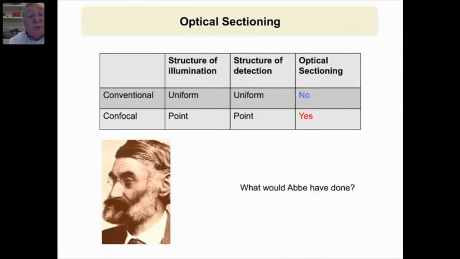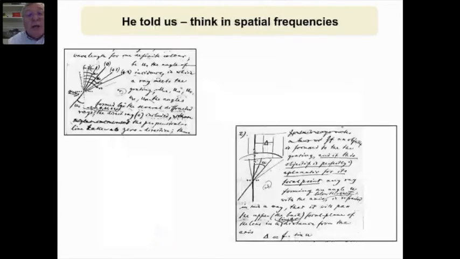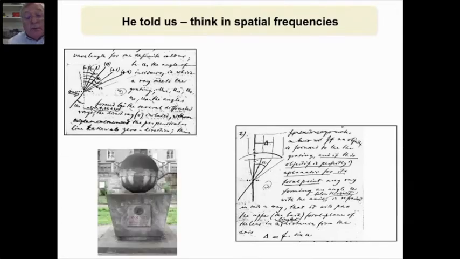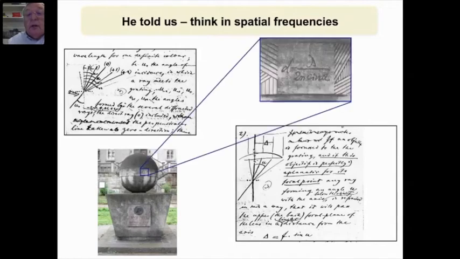So what do we do? Well, we ask Ernst Abbe. And we don't have to go very far because Abbe wrote lots and lots of letters, and here he is explaining his theory of the resolution of the microscope. This is in Abbe's own handwriting, and if you go to Jena, you can see a statue on which he has his d equals lambda over 2n sine alpha resolution thing. But he basically said, look upon the specimen as a diffraction grating. Think in terms of spatial frequencies.